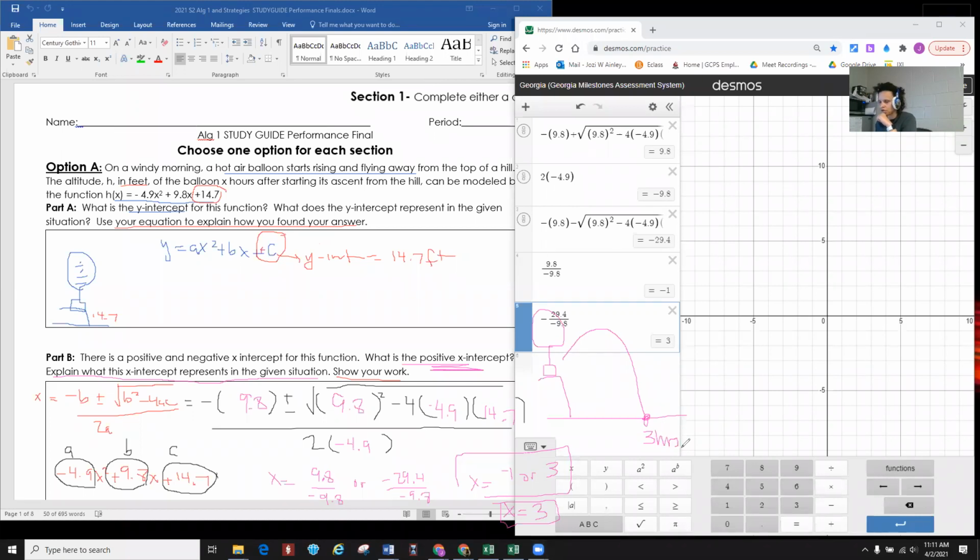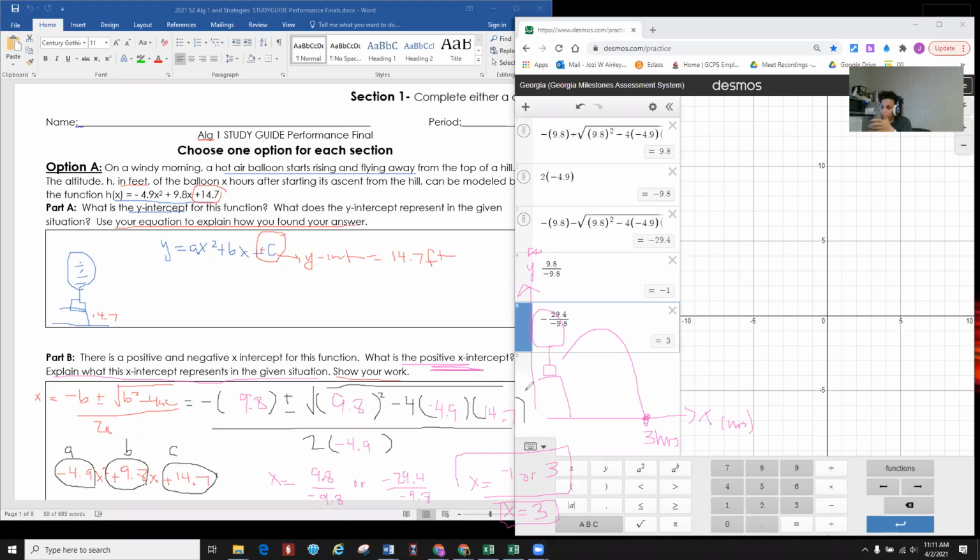Hours. Okay, because your x is time and y. Look at it this way. This is your x and this is y. So y is height in feet, and this is time in hours. Okay, so what does this mean?